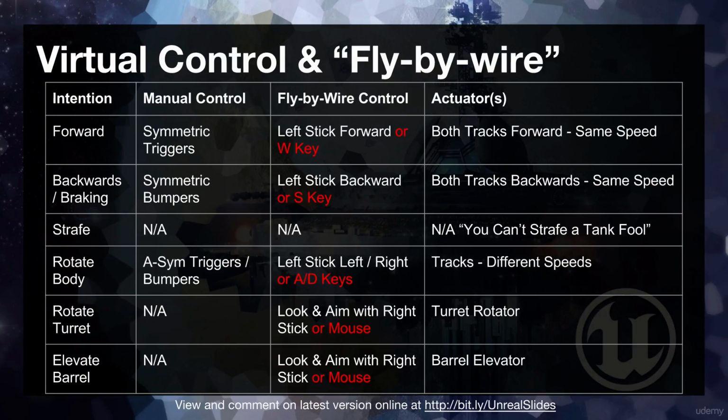Tracks, different speeds. So that's the actuator. What we're saying here is that the actuator is the tracks, and in order to cause a rotation, they just need to move at different speeds. Any different speeds and it will rotate. How different the speed is determines how fast it rotates.